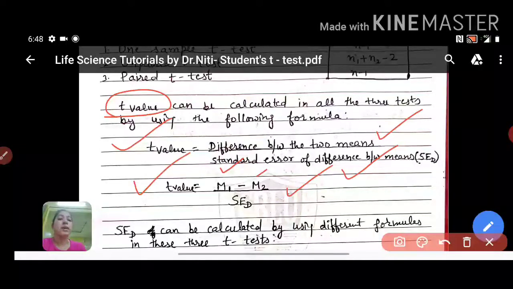In the case of unpaired t-test, you can write mean of sample 1 minus mean of sample 2, divided by the standard error of difference between the means. And in the case of paired t-test, that means the mean before giving the treatment and after giving the treatment, the difference of these two means you will mention here, then divided by the standard error of difference between the means. That means in all three tests, in the numerator you have to find the difference of the two means, and divide by the standard error of difference between the means.